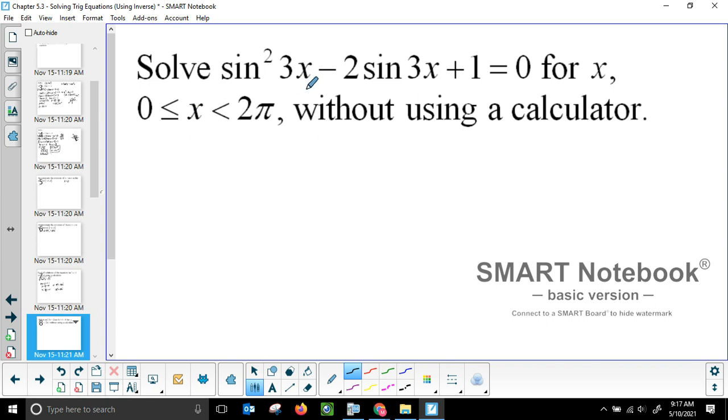Solve sine squared of 3x minus 2 sine of 3x plus 1 equals 0 for x between 0 and 2 pi without using a calculator. All right, so we'll have to factor this and set each factor equal to 0.